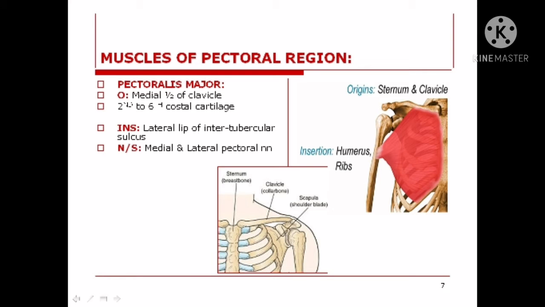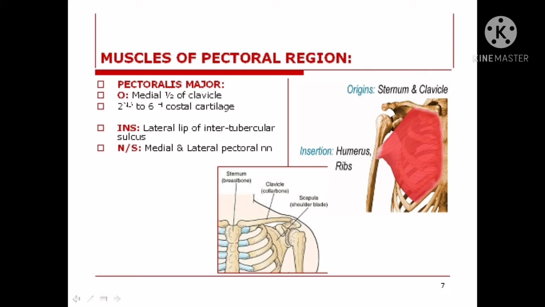Now the muscles of the pectoral region, one by one. The pectoralis major muscle, the main origin, arises from the medial half of the clavicle and from the second to sixth costal cartilages. Costal cartilages: in the lower diagram you can see in the ribs the sky blue parts which are attached to the sternum bone. These are cartilaginous parts of the ribs. These are called the costal cartilages.